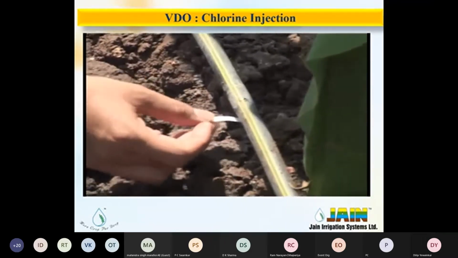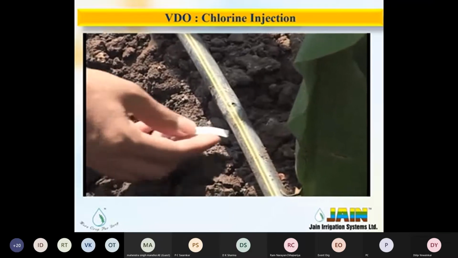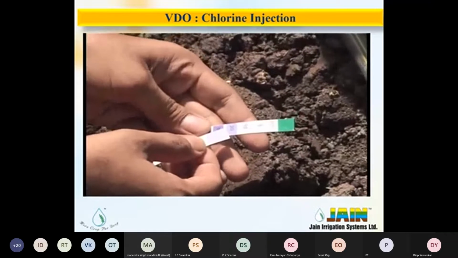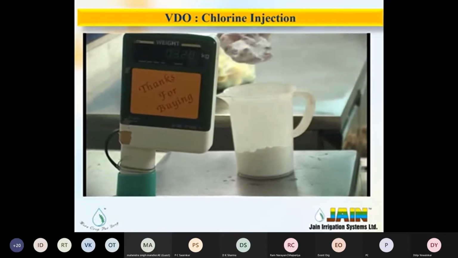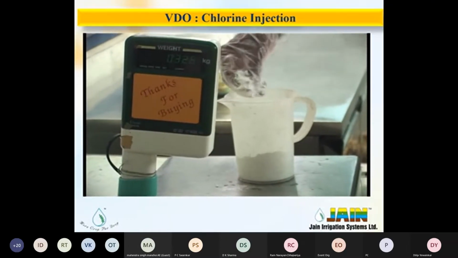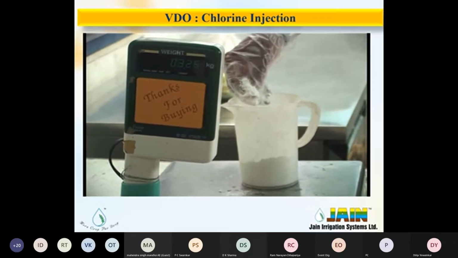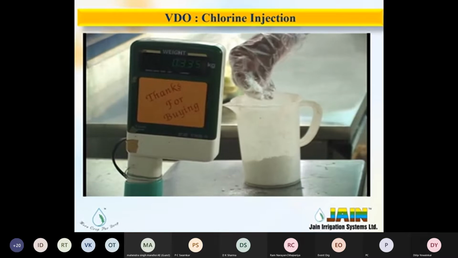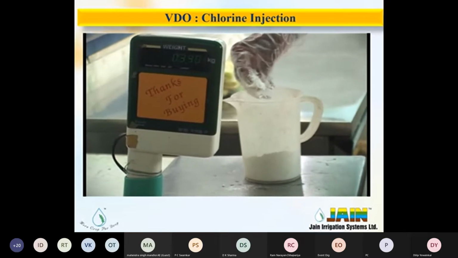And check the ppm. In the market, ppm papers are available. So check the ppm at the end of the dripper. The water should have 10 to 20 ppm. That means the chlorine treatment is done.